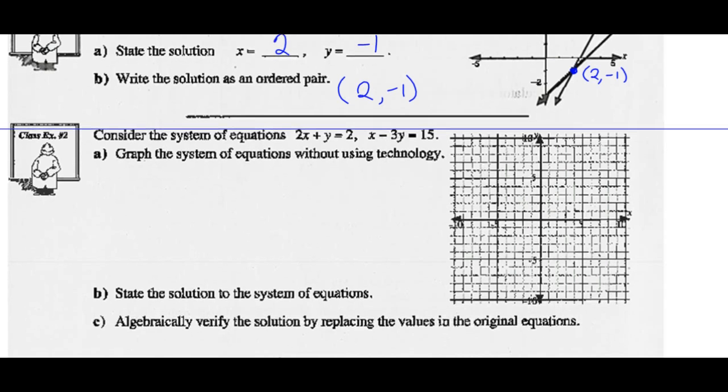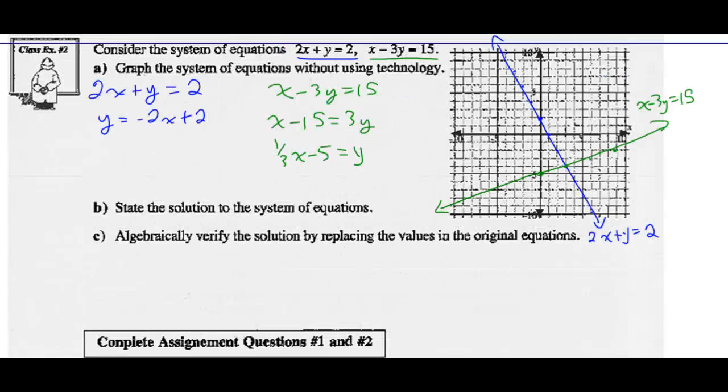Example 2. Consider the system of equations 2x plus y is 2 and x minus 3y is 15. Graph the system without using technology. All right. So I would like you guys to do that. Pause the video, graph those two lines, and see what we get. Once you're done graphing, you can start it up again.